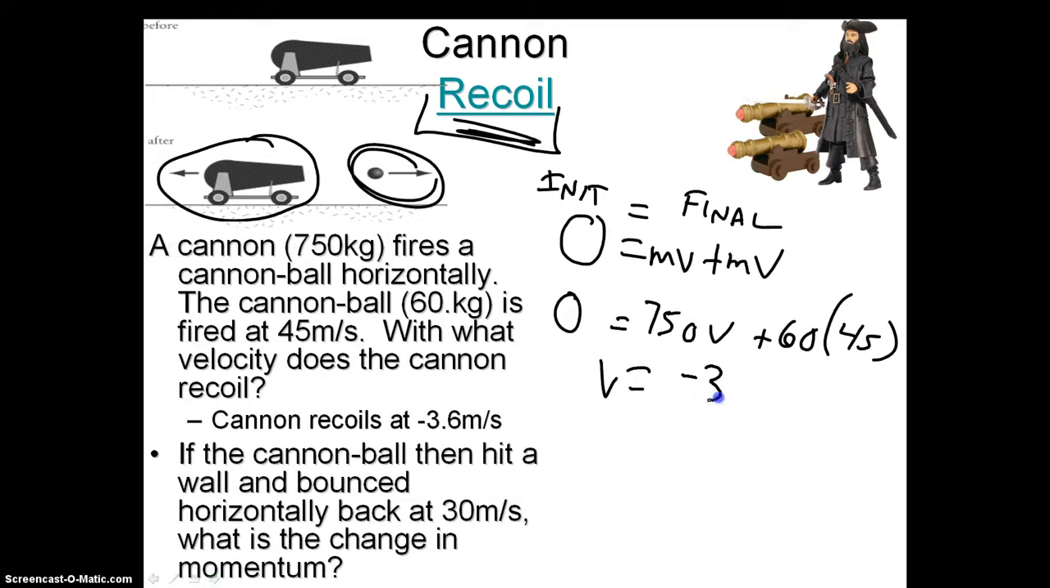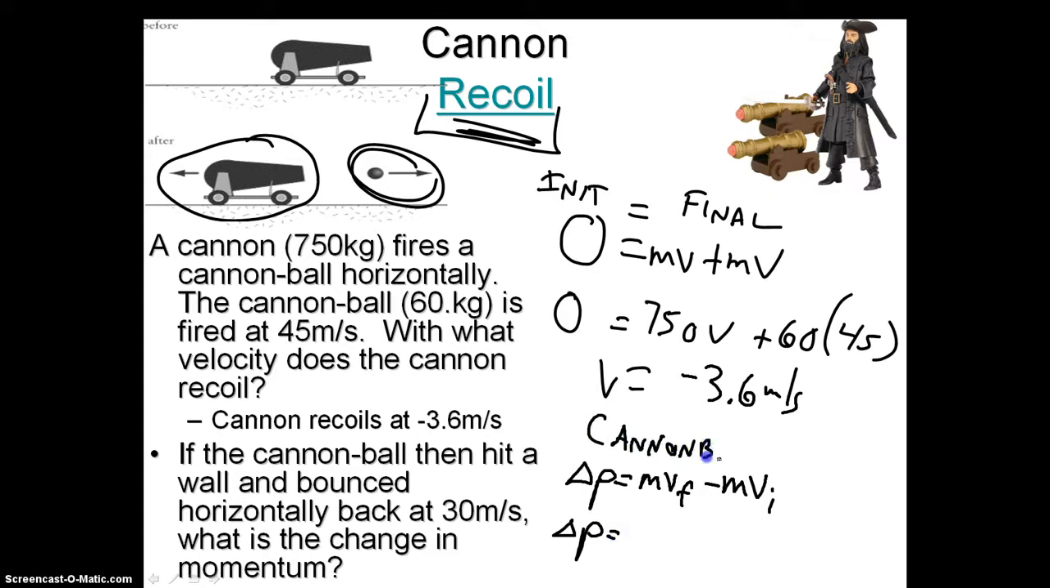And you get negative 3.6. Now, the cannonball then hits a wall and bounces back. What is the change of momentum? Well, how do you find change of momentum? Change of momentum is momentum final minus momentum initial. So the change in momentum for the cannonball. Not everything, just the cannonball.